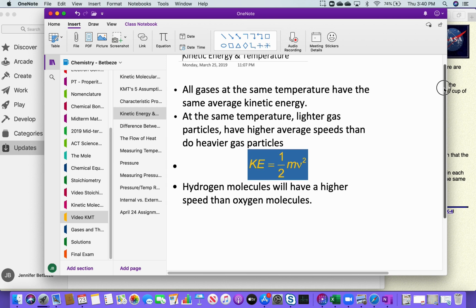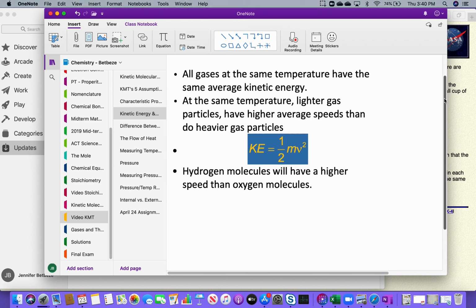All right, so let's talk about kinetic energy and temperature. All gases at the same temperature have the same average kinetic energy. At the same temperature, lighter gas particles have higher average speeds than heavier gas particles. Once again, you got to see this in your KMT web quest with the PhET simulations that you did on Tuesday. On the bottom right of your screen, you had a little plus sign where you could work with either a heavy particle or a light particle. And you could see that the lighter particles moved much quicker than the heavier particles. So when we're looking at the periodic table, we're going to see that lighter gases like hydrogen move much quicker than heavier gases such as oxygen.